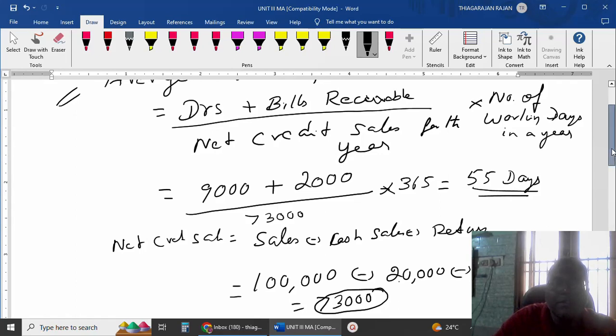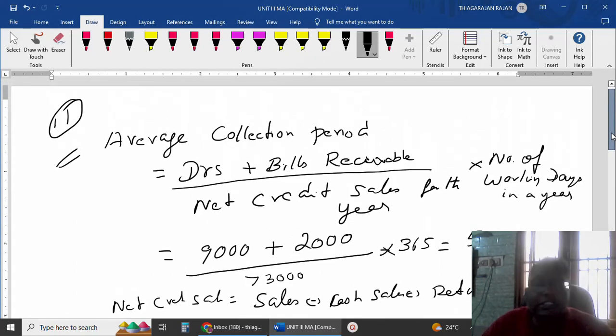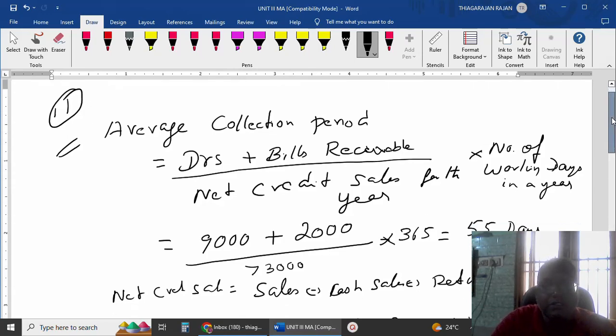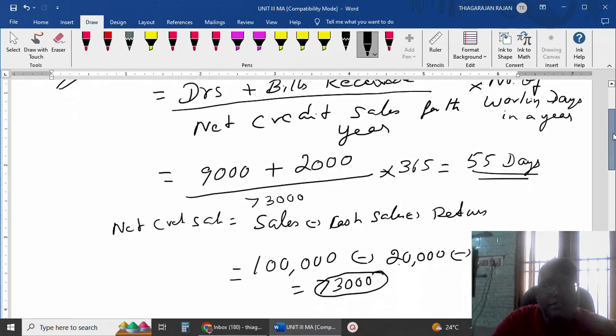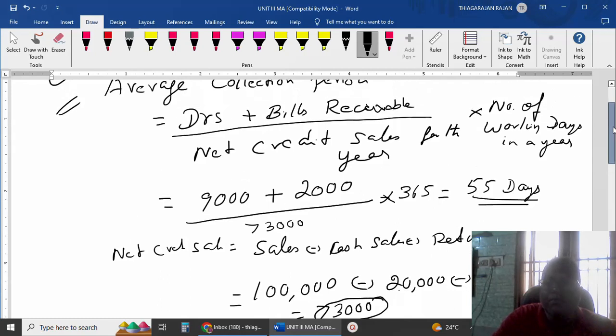So what is the formula for average collection period? Again I am repeating, you have to mug up the formulas. If you are asked to calculate average collection period, the formula is debtors plus bills receivable divided by net credit sales for the year into number of working days in a year. After substituting all those things, the answer you are getting is 55 days.